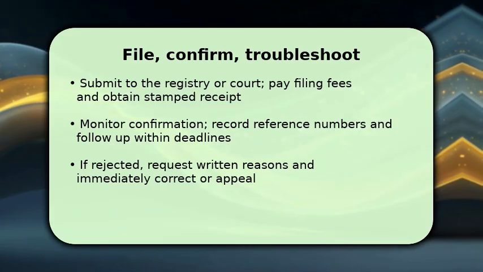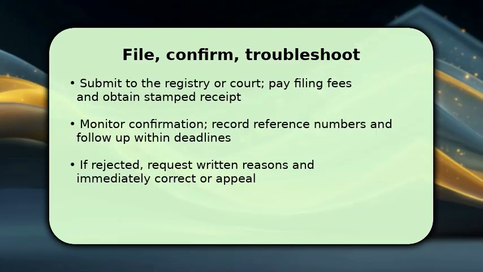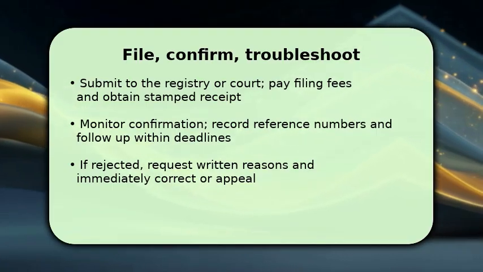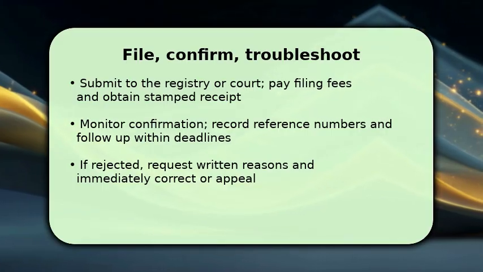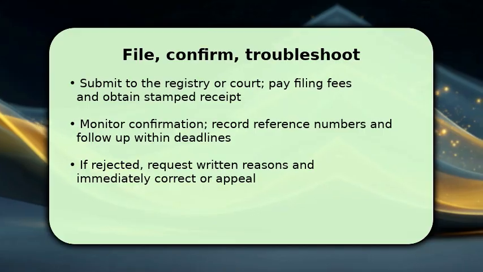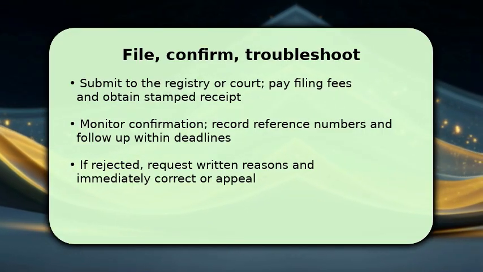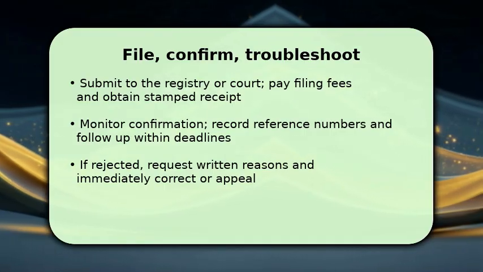Once filed, monitor for confirmation and save reference numbers. If the registry issues a publication or notice period, track compliance dates so you can finalize the record. If the filing is rejected, get the written reasons promptly, because correcting errors or lodging an appeal quickly is the single most effective troubleshooting move.